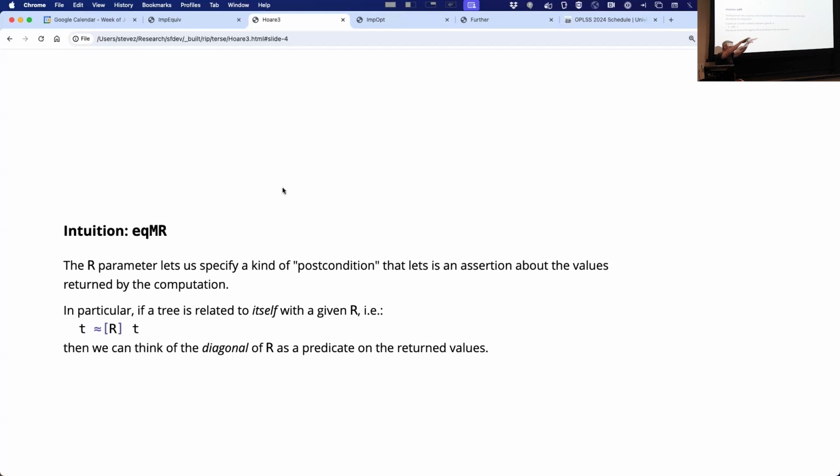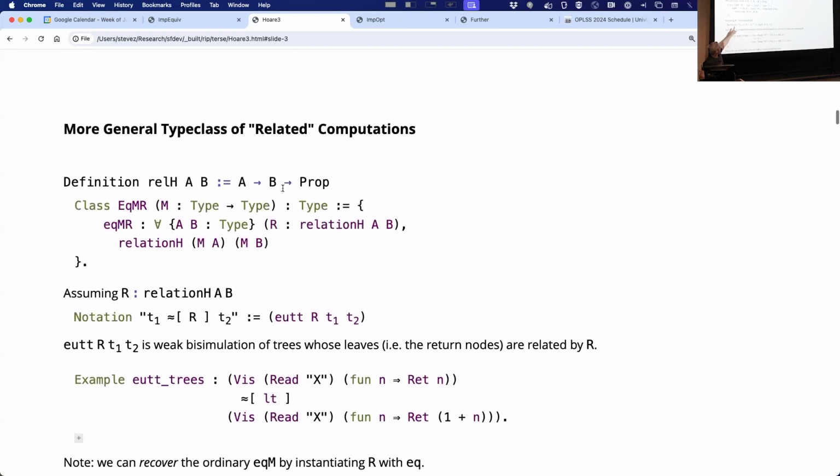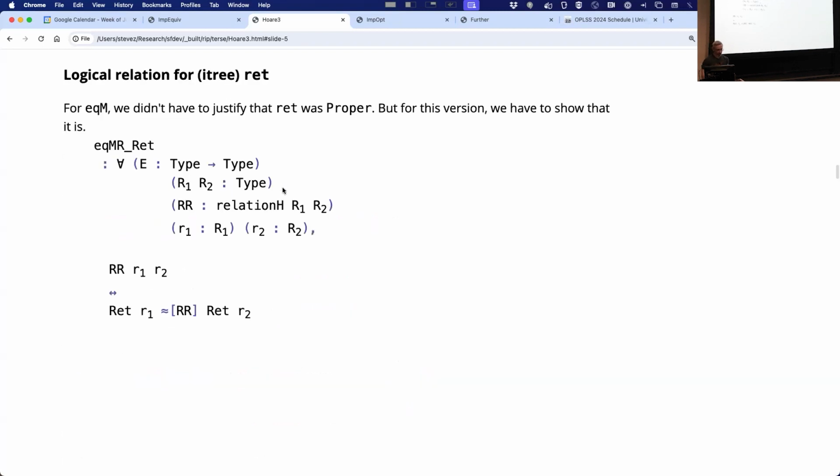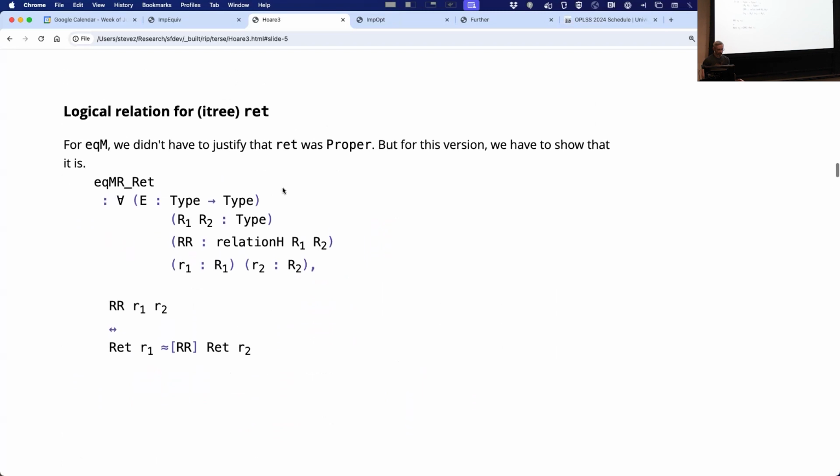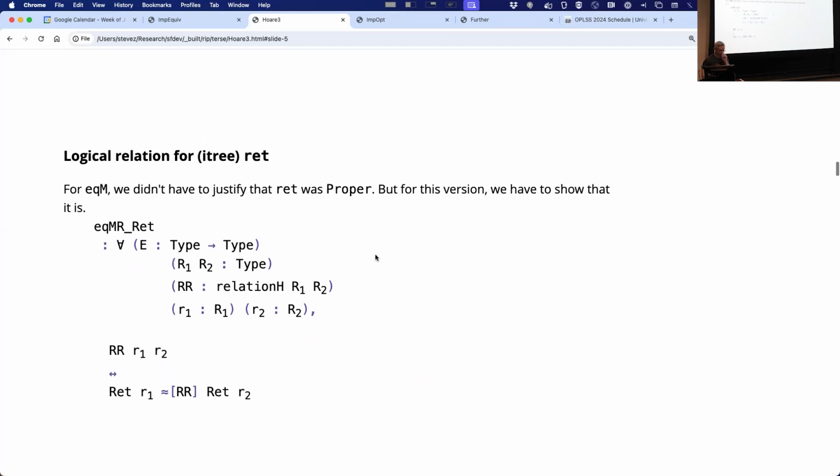So it's saying that after you run this monadic computation, you get to some leaf. That leaf is going to be related to itself by R. And we can actually formalize that intuition and think of these as a postcondition on the computations of a monad. And this type class, EQMR, is kind of a generalization of that.